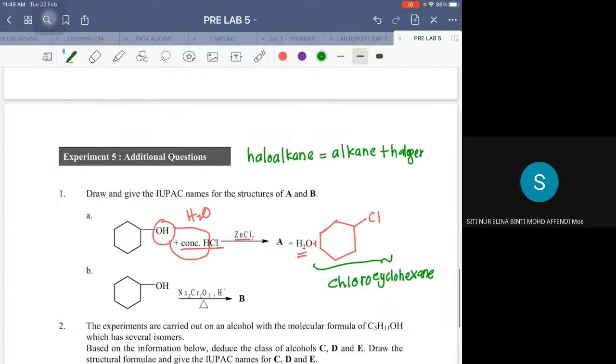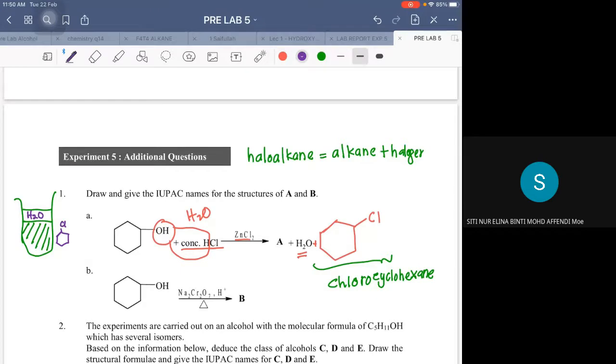Chlorocyclohexane ni sifat dia adalah dia tidak larut dalam air sebab dia tak boleh make hydrogen bond with water. Okay, remember that bila alkohol react dengan Lucas reagent, kita akan dapat haloalkane chlorocyclohexane ni dengan water. Sebab tu kita boleh nampak, since dia tak larut, kita akan nampak cloudy solution. And satu lagi clear. Clear ni merujuk kepada water form. Okay. So ini yang chlorocyclohexane tu lah.